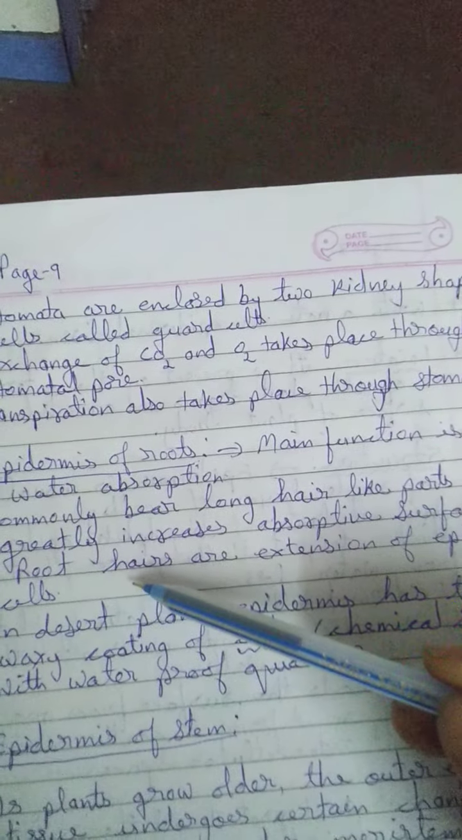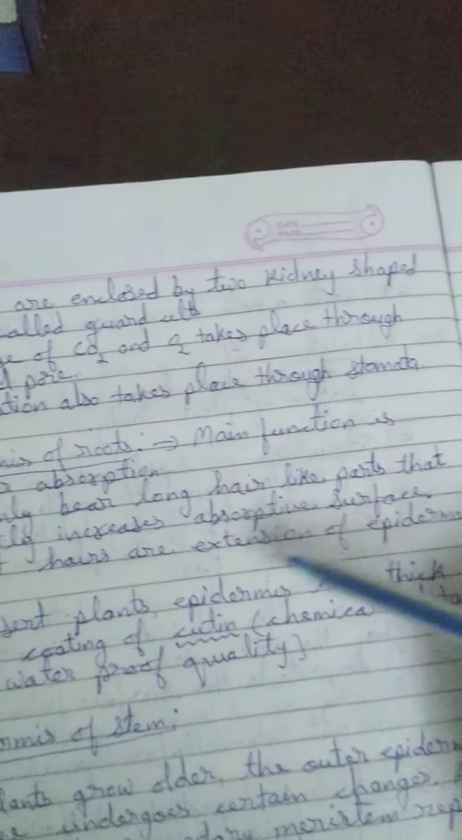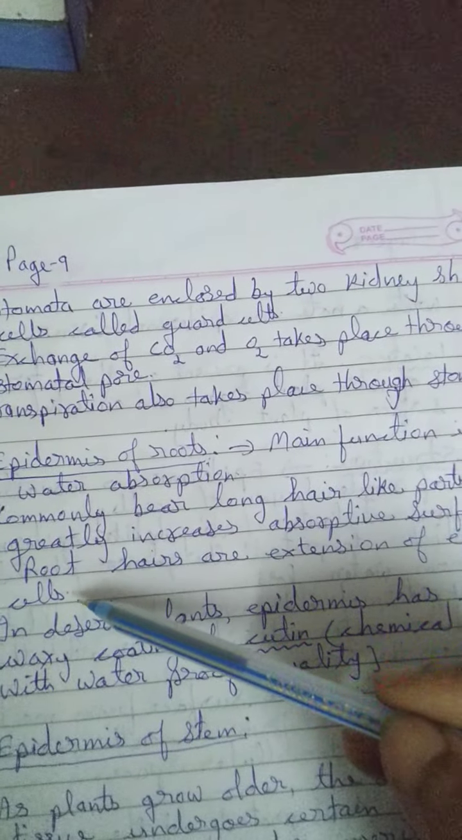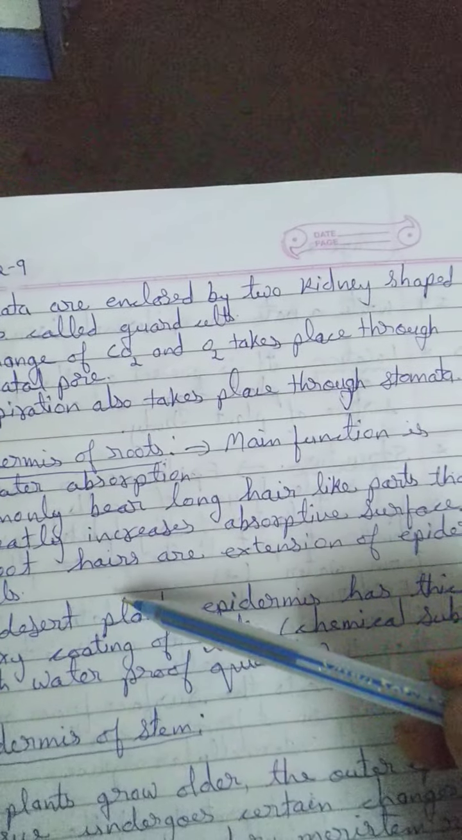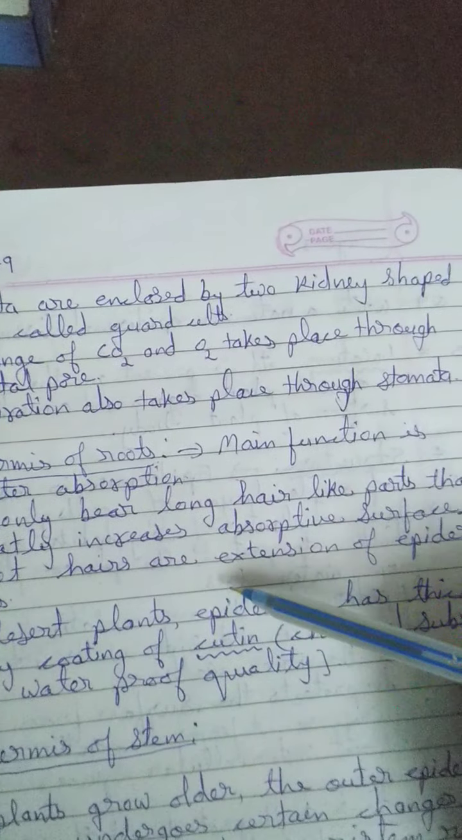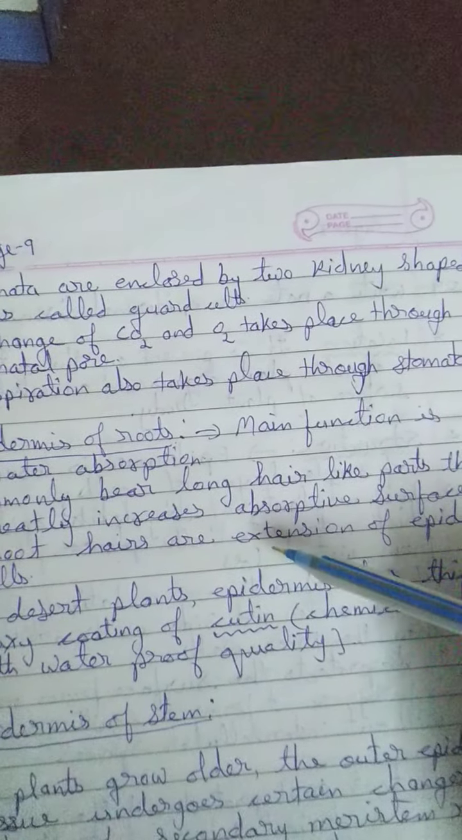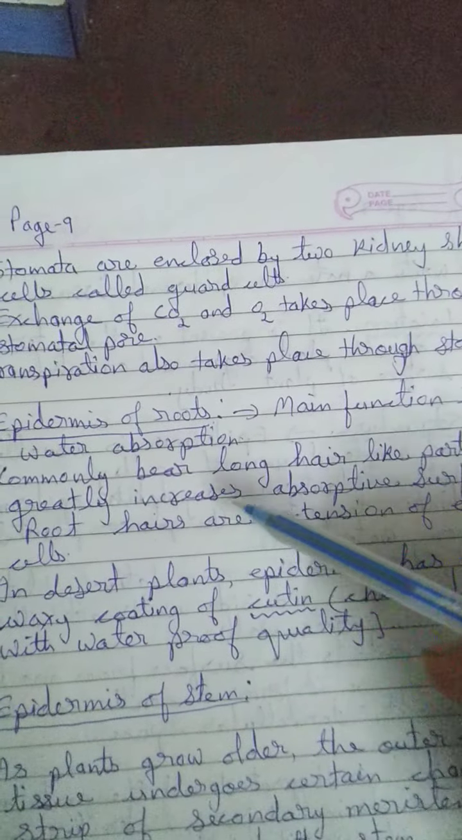And then root hairs, how are they formed? They are the extension of epidermal cells of the root. That means the outer covering of the root is made up of epidermal cells, epidermis tissue, and this tissue extends by cell division, and then the extensions form thin hairs called root hairs.